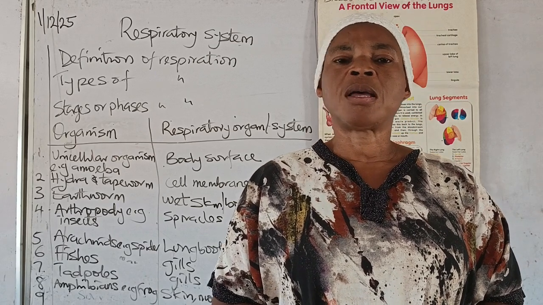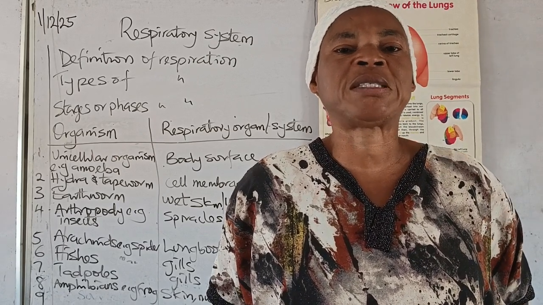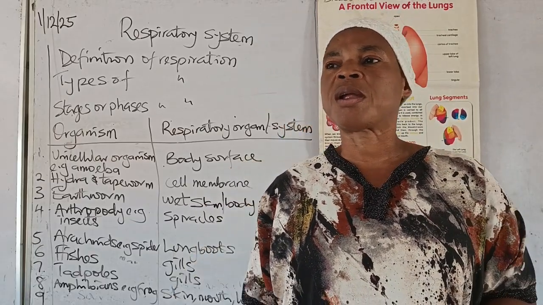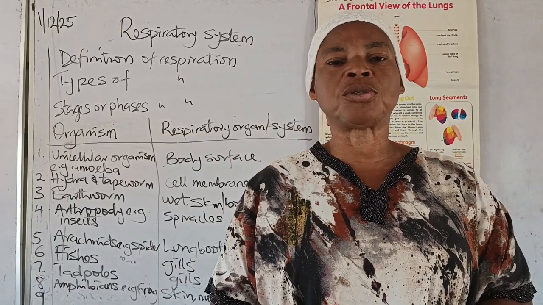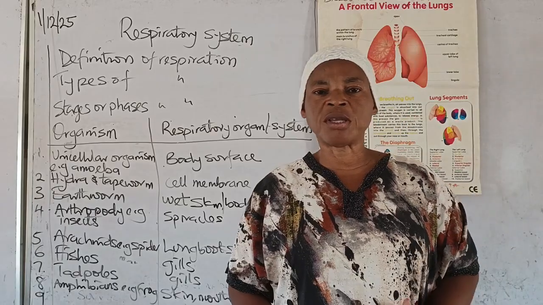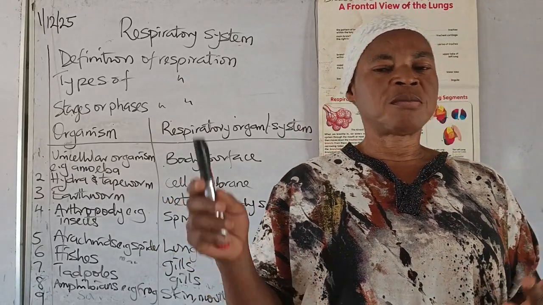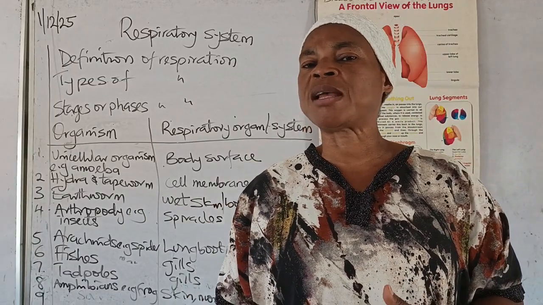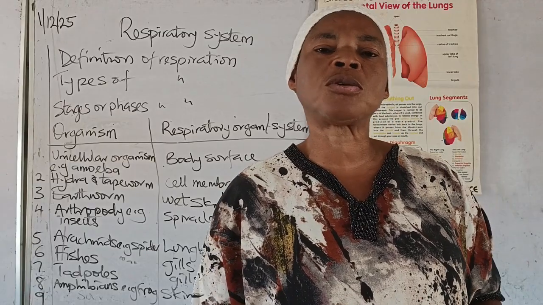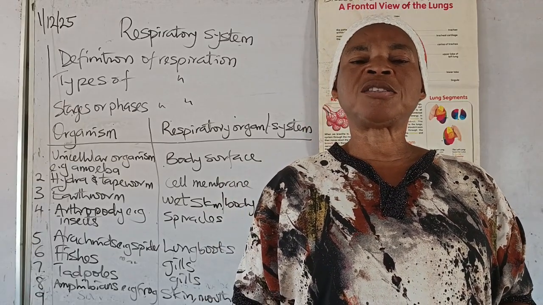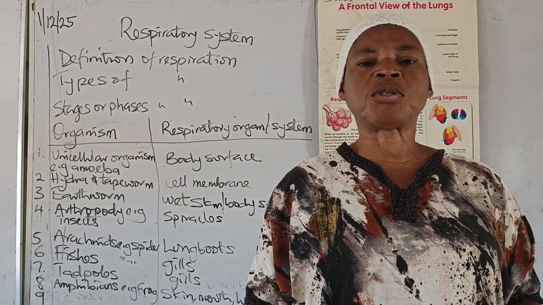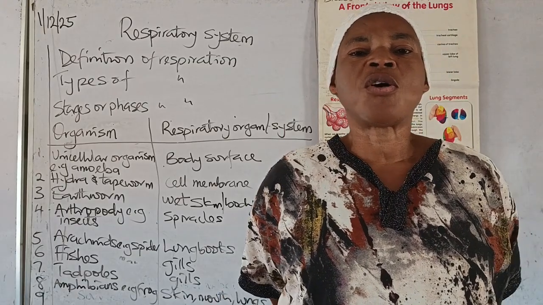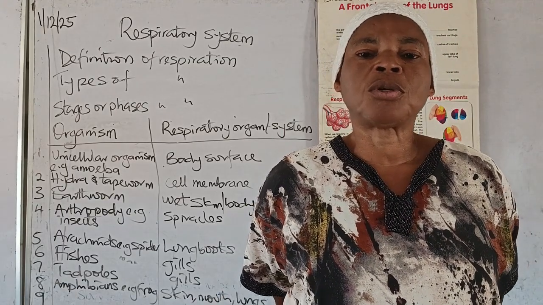We also have characteristics of respiratory surfaces. That means that for a surface to be able to carry out respiration, what are the conditions that must be satisfied? It must be moist, thin-walled, permeable, and highly vascularized. That means it must be highly supplied with blood vessels. And then it must also have a transport medium. That means the blood must be there to take it, because the moment it is not there, it's not possible for any respiration to take place.